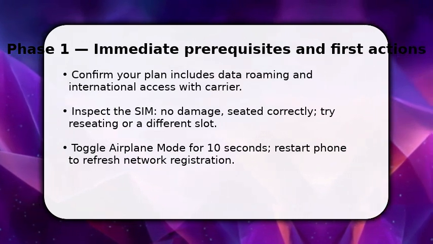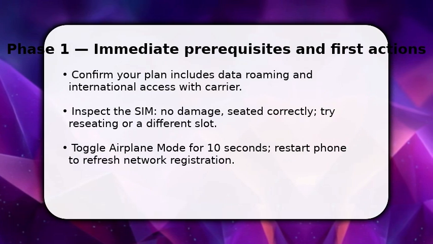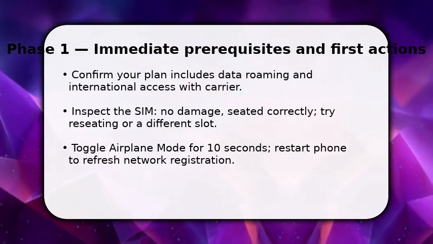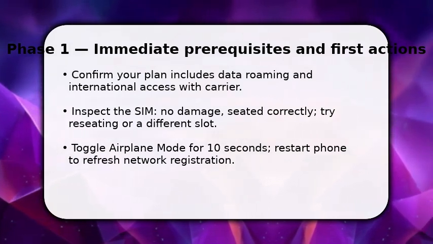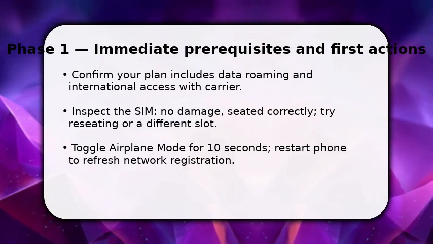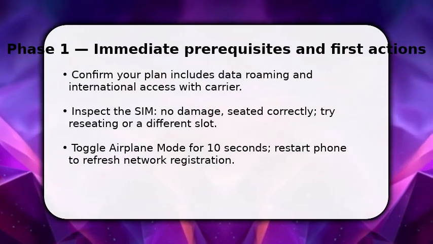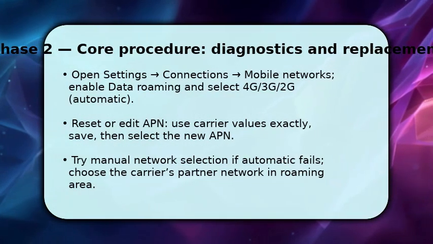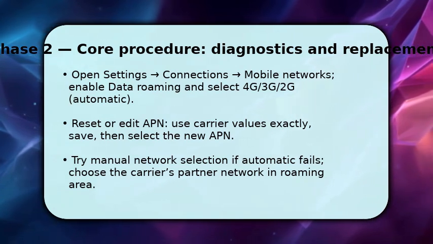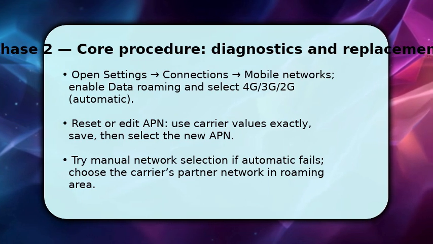While it boots, keep an eye on signal icons. If you see no service, make sure the SIM tray and slot are clean and the SIM is not locked. Now move into mobile network controls to change how your phone connects. Enable data roaming and set network mode to LTE/3G/2G automatic so the phone can pick the best band.